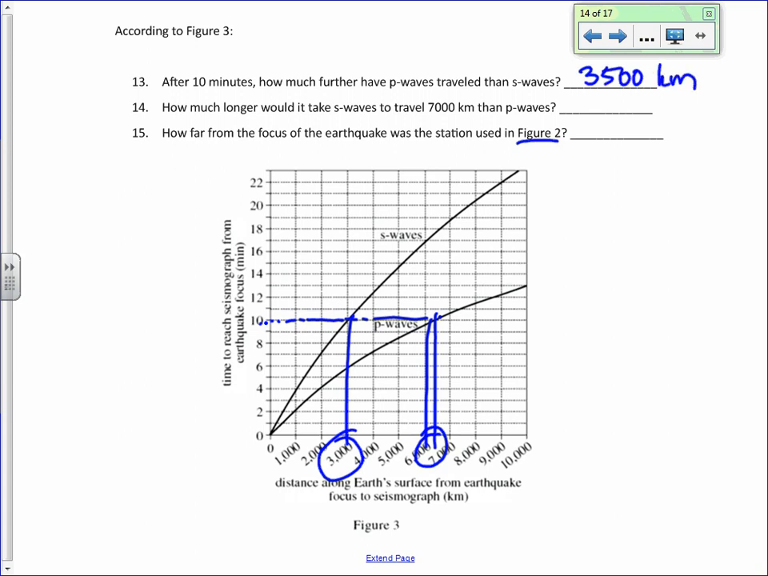Nice. Question 14. How much longer would it take S waves to travel 7,000 kilometers than P waves? We said 8 minutes. 8 minutes? How do you get 8 minutes? Well, you go to 7,000, then go over. You stop at your first one, and go over and see what time it is. That's close. Yeah, that's okay.